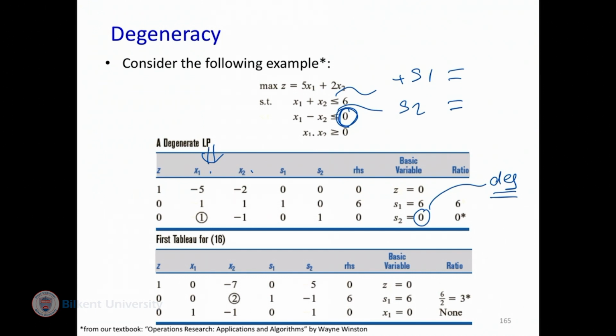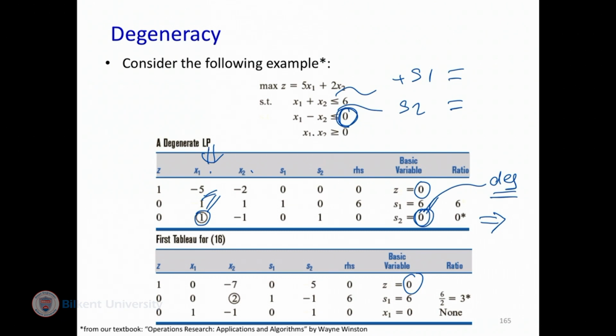Do your ratio test. The ratio test will take either 6 divided by 1, that's one of the ratios, or 0 divided by 1. And the minimum is 0, therefore this is going to be my leaving variable. So the change in the objective function will be, it's currently 0. The entering variable supposedly will change my objective by 5 units, but it can only go to 0 value. So my objective function does not change to the next iteration. Does it make sense? Why is this a problem? It did not happen before, but the ratio test being equal to 0 tells me that this can happen.